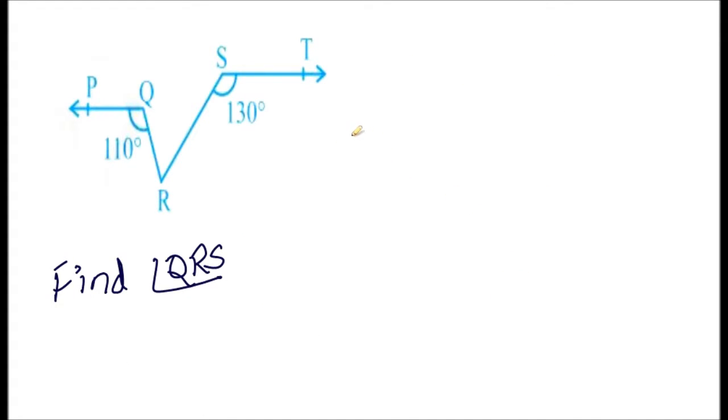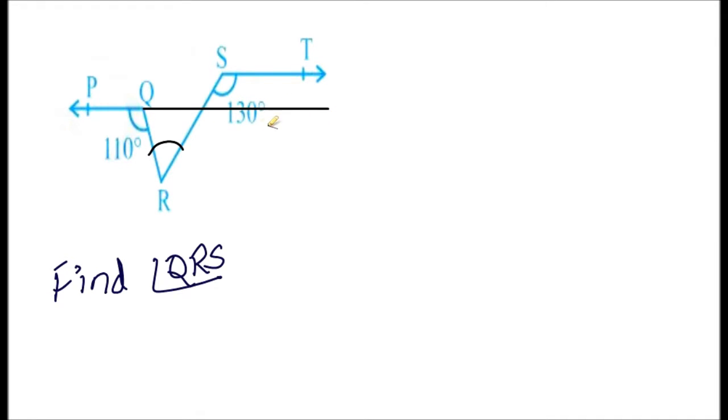So here we have another problem. Here PQ is parallel to ST. It is given, I didn't write it, sorry. PQ is parallel to ST, angle PQR is 110 degrees, and angle RST is 130 degrees. We need to find this angle QRS. So here if you see, these two lines are parallel. So just extend this line, extend this PQ on this side.